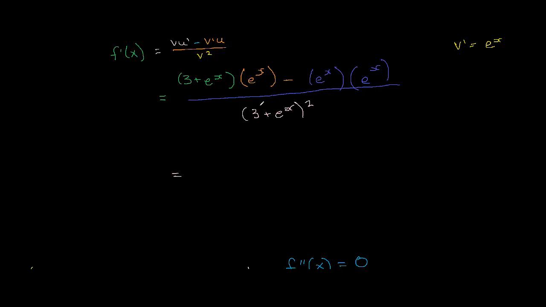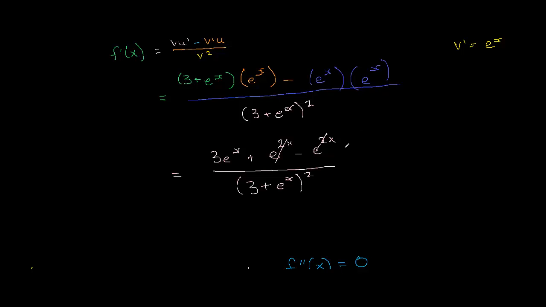So 3 times e to the x will be 3e to the x plus e to the x times e to the x. That's going to be e to the 2x. Beautiful. Minus e to the x times e to the x, so it's going to be e to the 2x. So those e to the 2x minus e to the 2x, that's going to cancel. And we're just going to get left with this plus 3, what are we going to get? e to the x squared on the bottom.